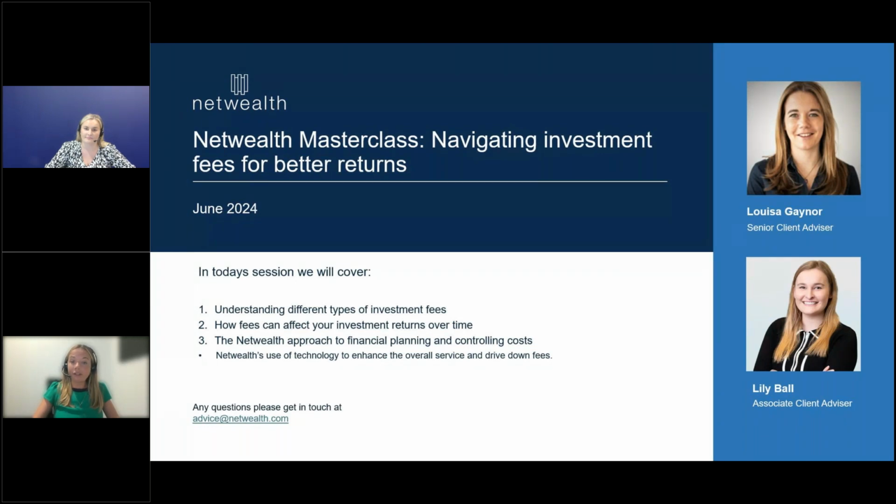So during the session, we'll provide a demonstration of how we achieve this through the use of our technology, which not only enables us to drive economies of scale and keep those costs down, but also really to enhance our service by providing clients with a much greater degree of flexibility around their plans, transparency and efficiency when it comes to understanding and managing their investments.